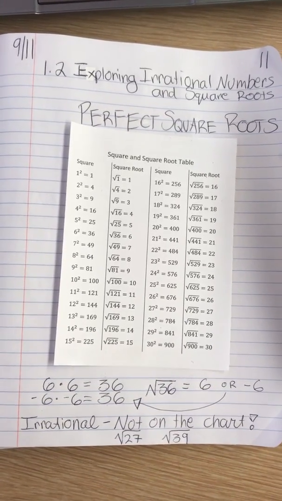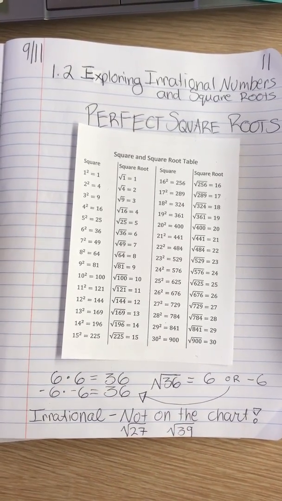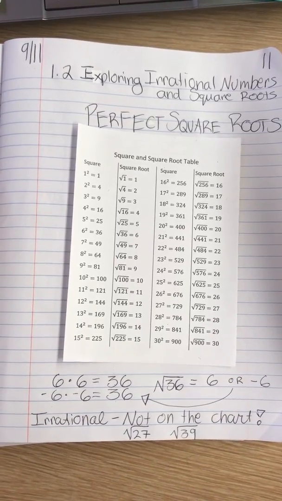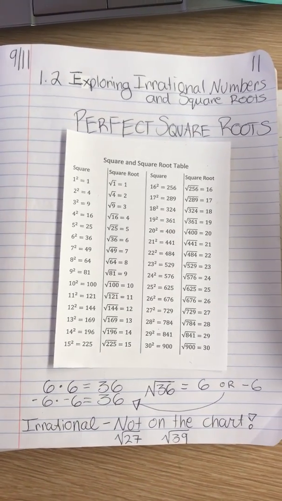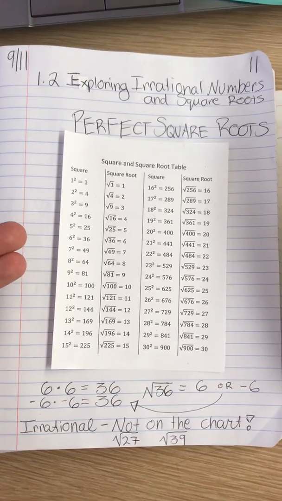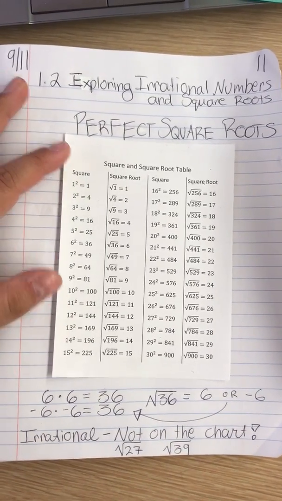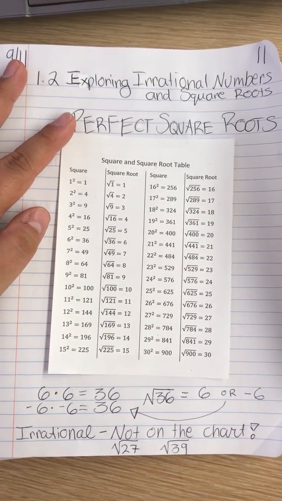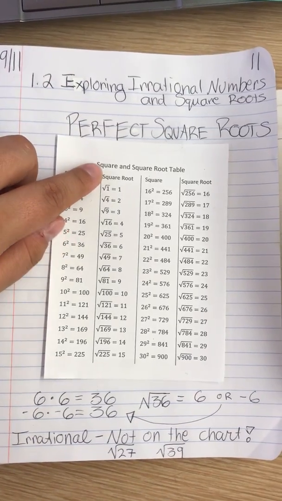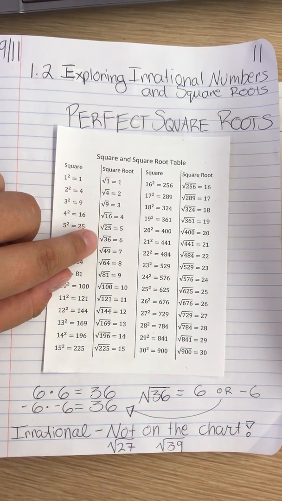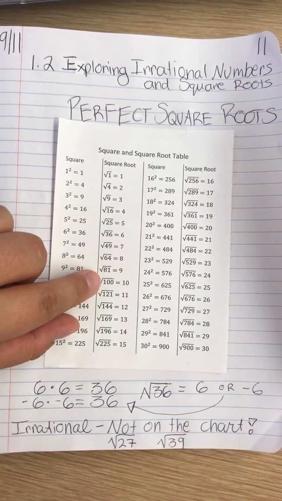Okay everybody, so this is going to be a mini tutorial on how to sort these square roots. In class today, your notes might be a little bit different than what you see, but we talked about this chart. These are called our perfect square roots. That means we're looking at all of these. Each of these has a house. That's what we call the square root.